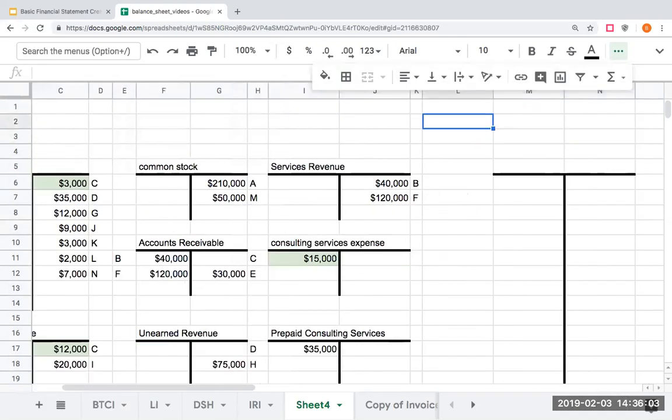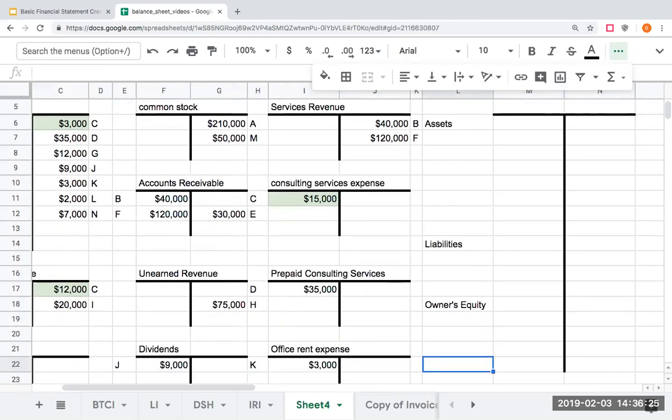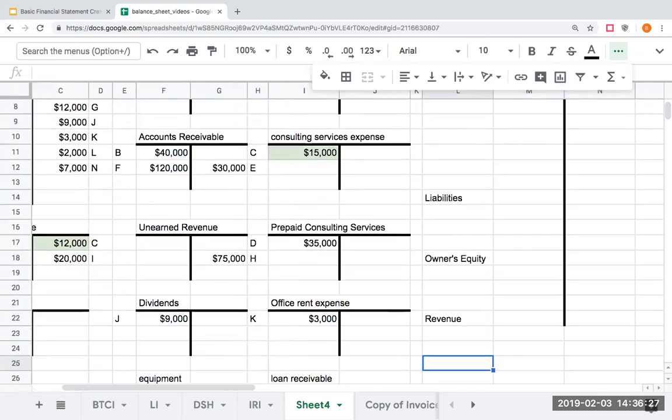So to do our trial balance, we're going to have the trial balance as of 12/31/20. The way I want to set this up is I'm going to have my assets, my liabilities, owner's equity, revenue, and then I'm going to have my expenses.